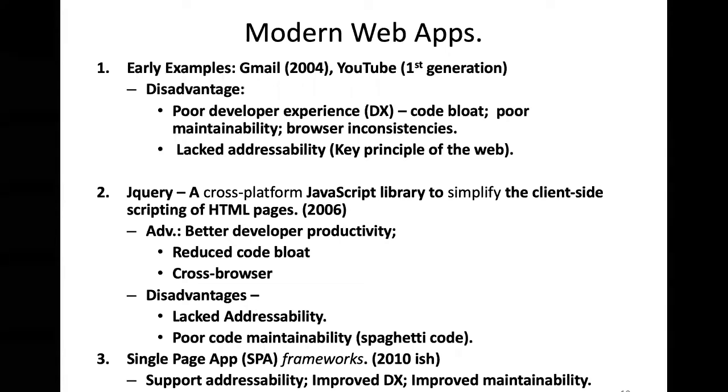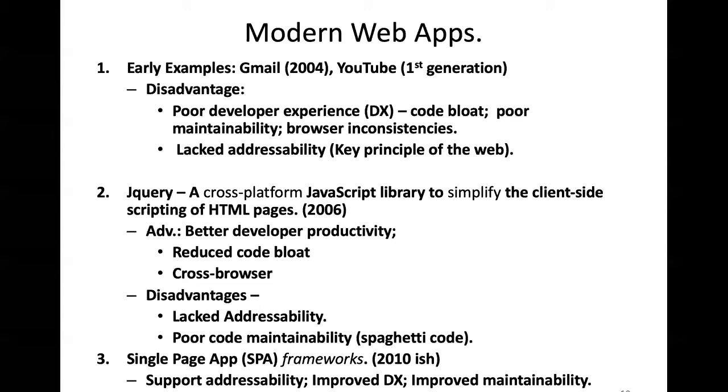The next evolution, which is number 3 down the bottom there, is what are called single page app frameworks. And that's kind of where we are today. So we will be looking at a particular single page app framework. What they did was significantly improve how you structured your JavaScript code. They also solved the addressability problem. And so that's where we kind of are now.